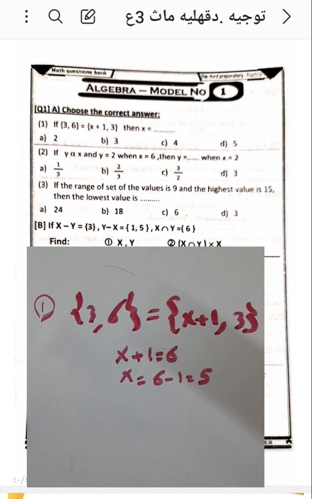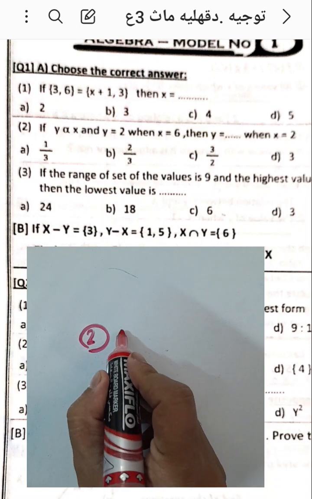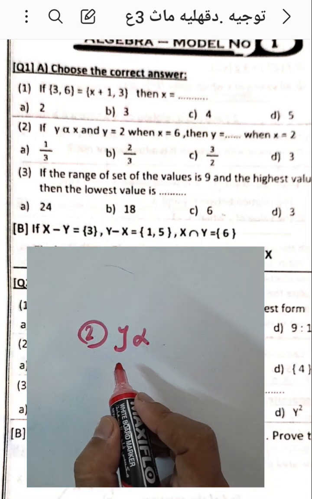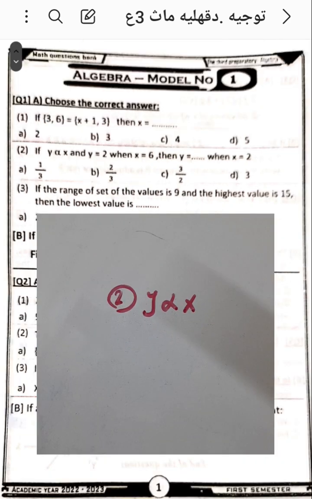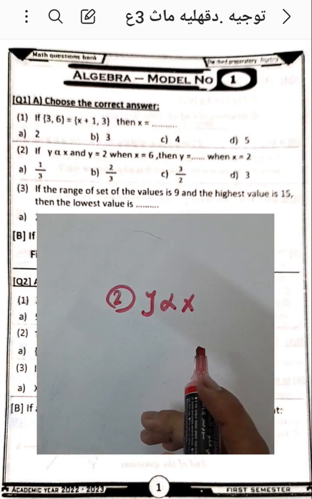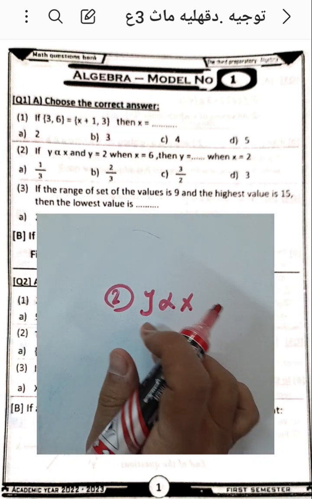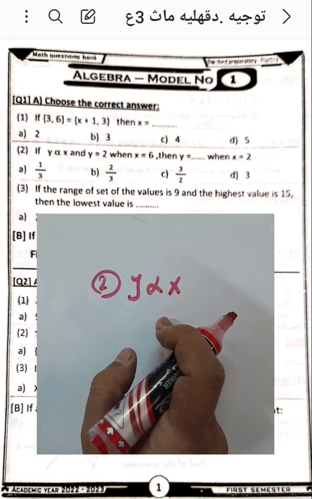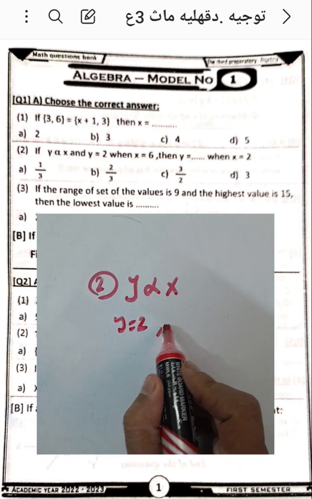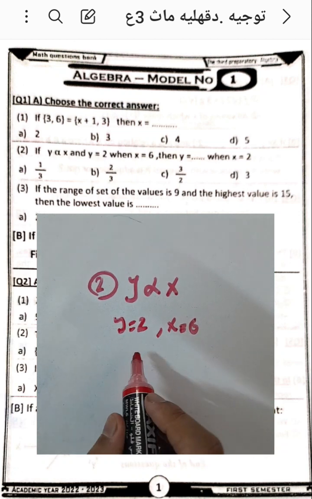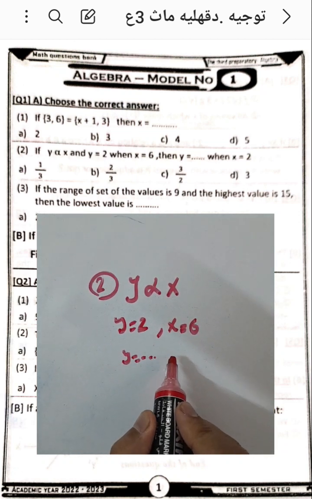Question number 2. If y and x have a direct relation, directly proportional between y and x, and y equals 2 when x equals 6, we want to find y when x equals 2.